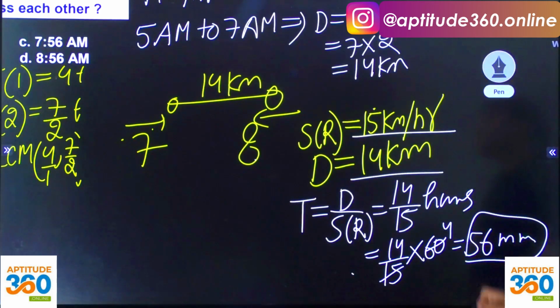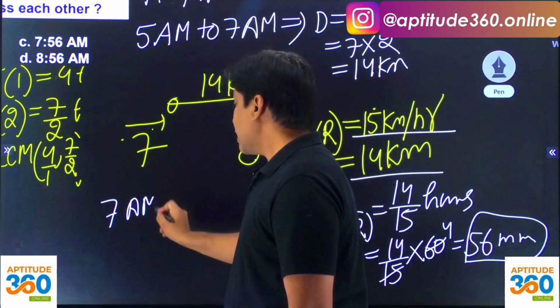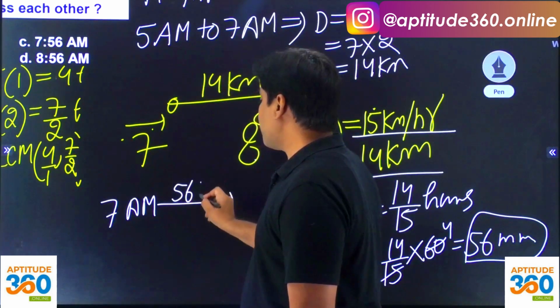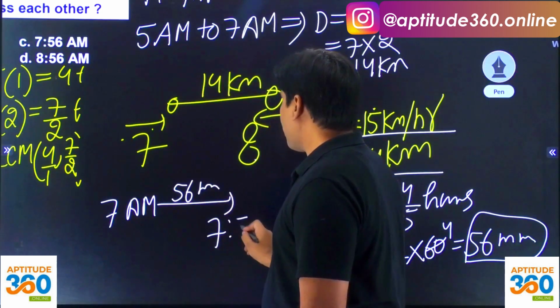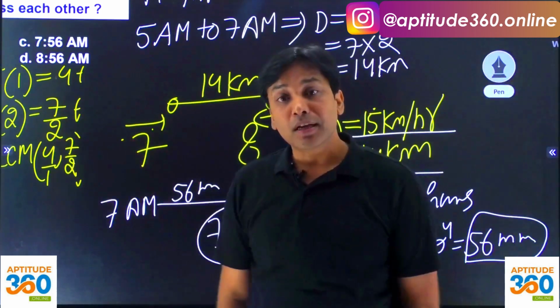Now, 56 minutes after what? After 7 a.m. 56 minutes after 7 a.m., that is what the problem is saying. So at what time are these two trains going to cross each other? 7:56. Problem simple, isn't it?